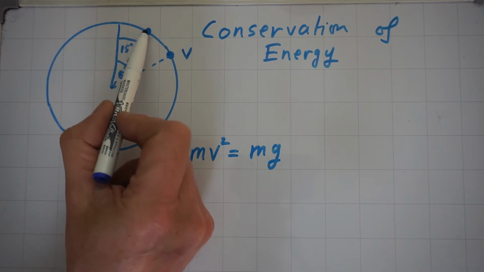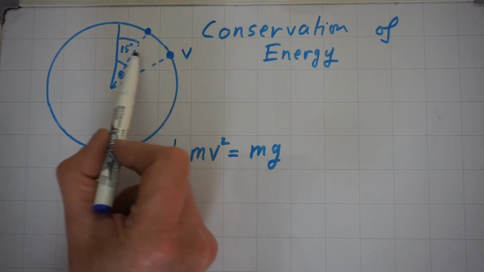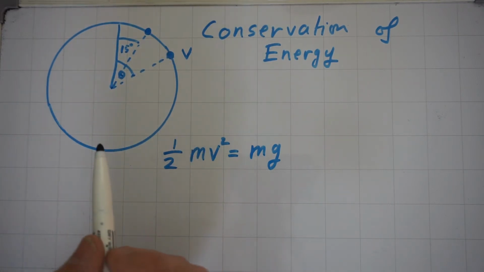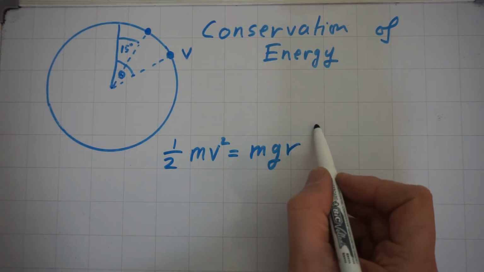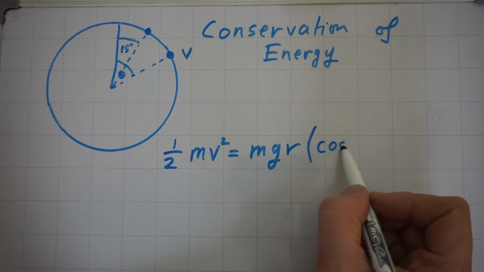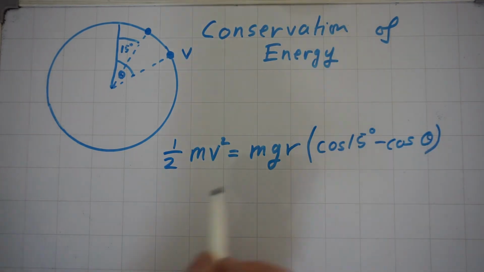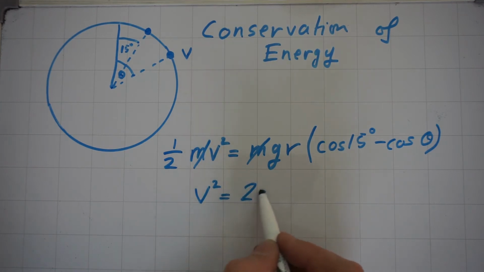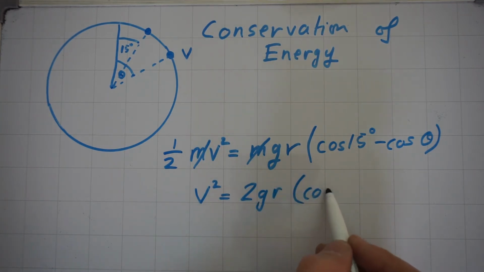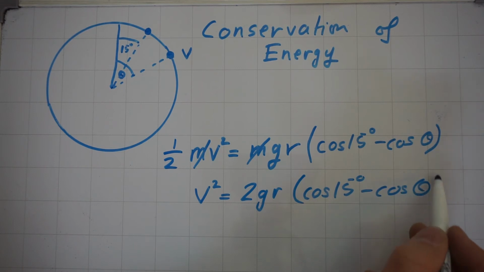Relative to the centre, the height here is r cos 15, and here the height will be r cos theta, where theta is the angle between the radius and the vertical when the coin leaves the tin. So that height will be given by r times cos of 15 minus the cos of theta. So we can show that v squared equals 2gr (cos 15 minus cos theta).